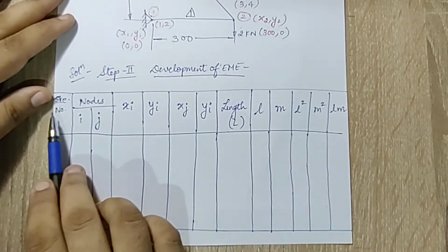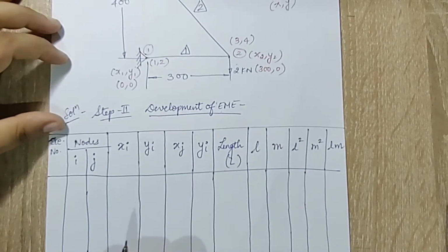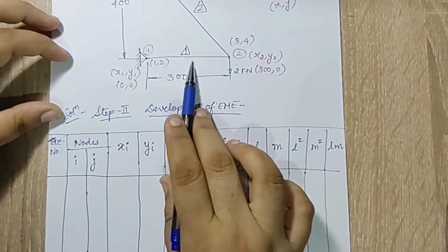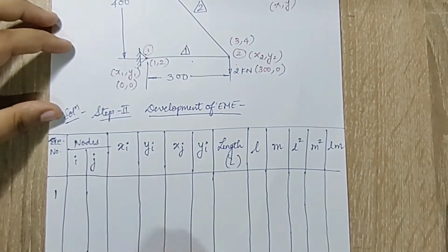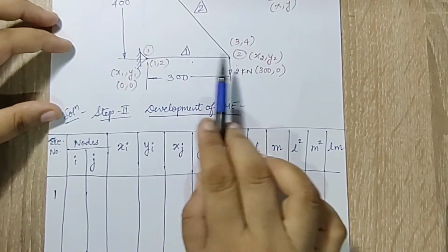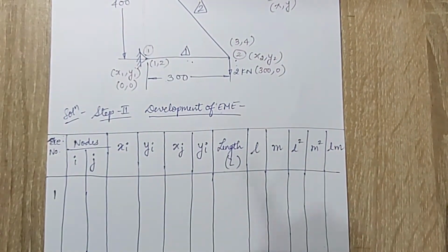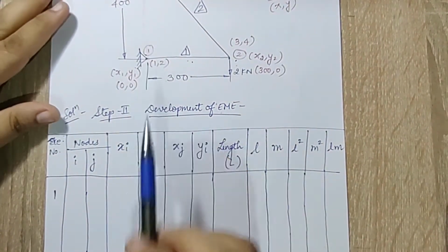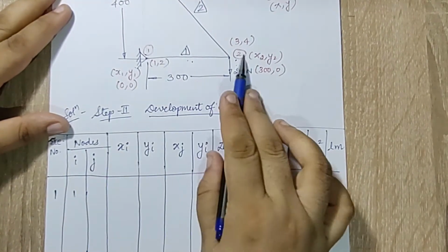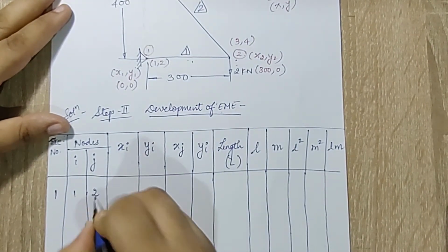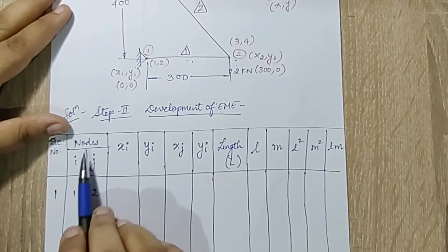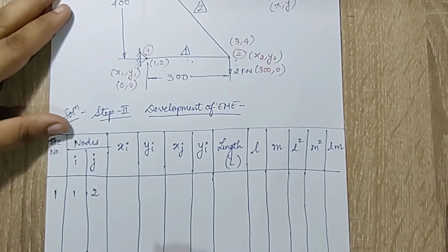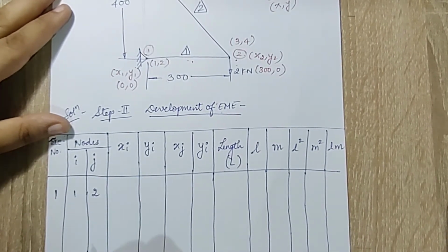Now for that, first I'll write down element number. Here you can see my first element is 1. So I'll write over here element number 1. Element 1 is between two nodes. The i node will be the left node, so I call it 1, and the second node is the right node, which I call j. Node number j, which is 2. So the first element is between nodes 1, 2.